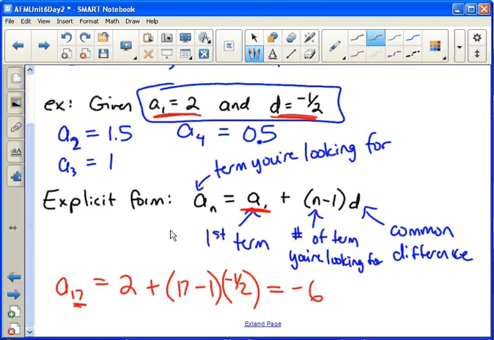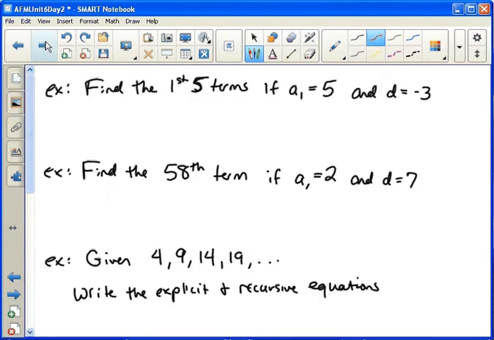Okay, so it says find the first 5 terms if a1 equals 5 and d equals negative 3. When they just ask for the first few terms, I think it's simpler to just add or subtract whatever number they tell you. So for this one, I would just say, okay, a1 is 5, and I need to subtract 3 every time. So I would start with 5, then I'd subtract 3 and get 2, subtract 3, get negative 1, subtract 3, get negative 4, subtract 3, get negative 7. So that would be my first 5 terms.